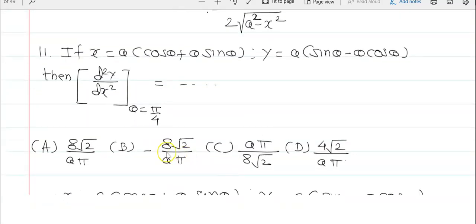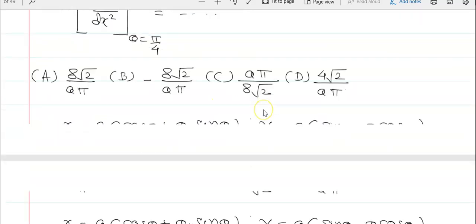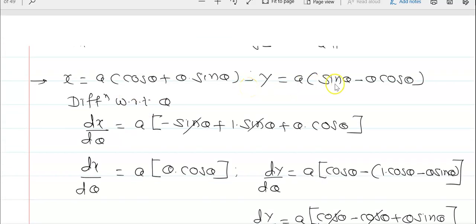Now, the 11th one: if x is equal to a cos theta plus theta sin theta and y is equal to a sin theta minus theta cos theta, then find d2y by dx square at theta is equal to pi by 4. These are the options. Now dx upon d theta: derivative of cos theta is minus sin theta, and for theta into sin theta apply the product rule. Derivative of theta is 1 into sin theta plus theta into derivative of sin theta, which is cos theta. Now here sin theta and minus sin theta get cancelled. You are getting a theta cos theta.